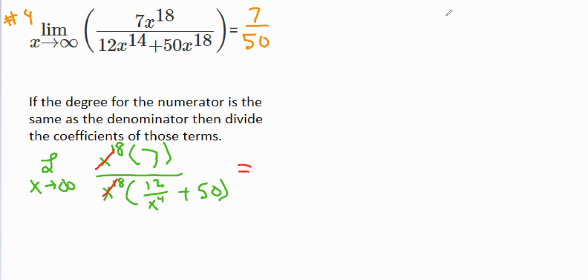We know that if we have a number or coefficient in the numerator, and any kind of exponent in the denominator, as x approaches infinity it's going to be equal to 0, because the x to the fourth will get very, very large. Imagine putting 100 in there, 100 to the fourth power, then 12 divided by that number. It's going to be very, very small, almost equal to 0. And so the limit of this will be 0.